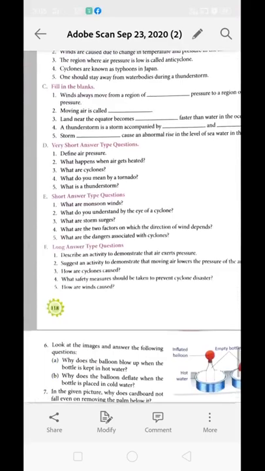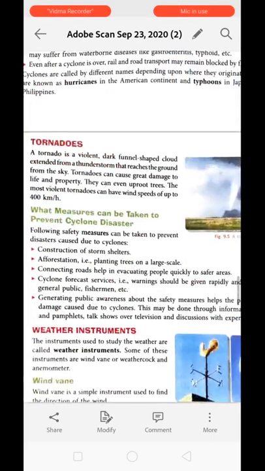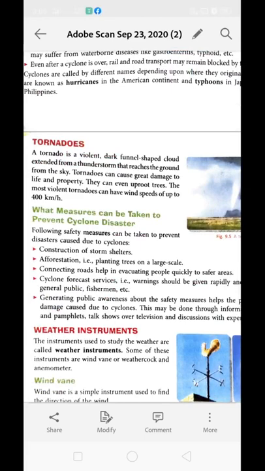Now next question. What do you mean by tornado? Yes, you can write over here. A tornado is a violent dark funnel-shaped cloud extended from a thunderstorm that reaches to the ground from the sky. You have to write only 2.5 lines from over here. Tornado is a violent dark funnel-shaped cloud extended from the thunderstorm that reaches to the ground from the sky.